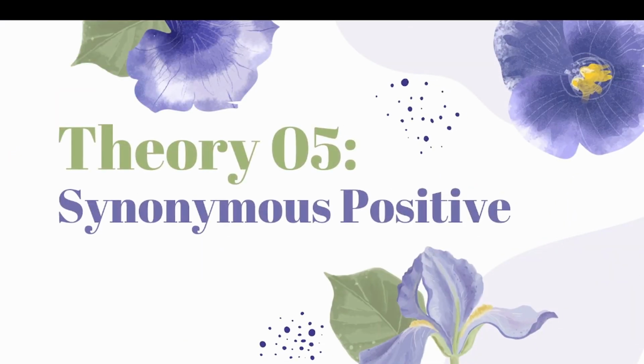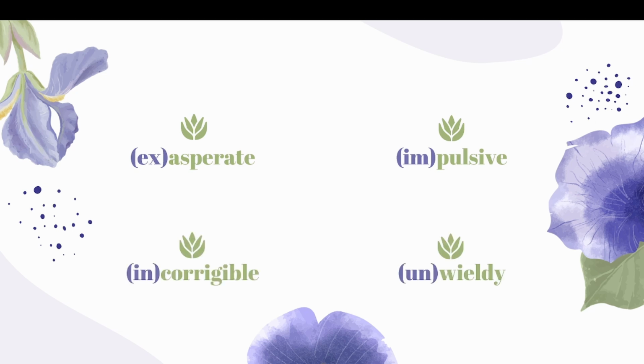In some cases, two words started out as antonyms, but eventually ended up with the same meaning, or always had it in the first place. For example, exasperate and aspirate are derived from the same Latin word, and always meant the same thing. Impulsive and impulsive are also derived from the same Latin word, and while at one point they meant opposites, also in the case of incorrigible and unwieldy, corrigible and wieldy at one point meant the opposites of incorrigible and unwieldy, but after the antonym was created, they eventually morphed to have the same meaning.